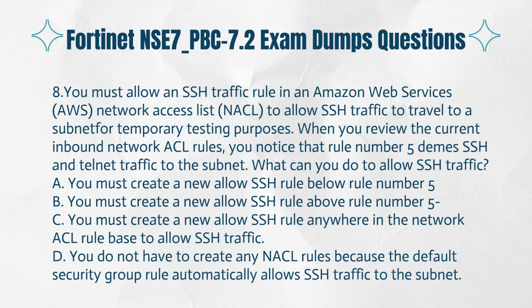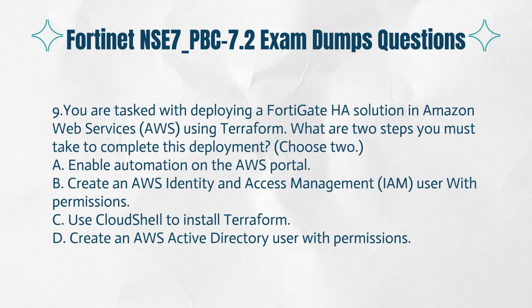9. You are tasked with deploying a FortiGate HA solution in Amazon Web Services (AWS) using Terraform. What are 2 steps you must take to complete this deployment? Choose 2. A. Enable automation on the AWS portal. B. Create an AWS Identity and Access Management (IAM) user with permissions. C. Use Cloud Shell to install Terraform. D. Create an AWS Active Directory user with permissions.